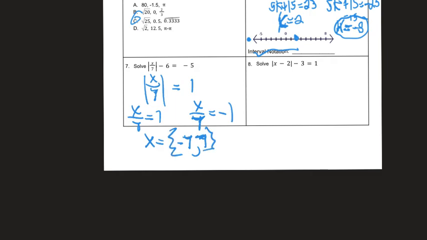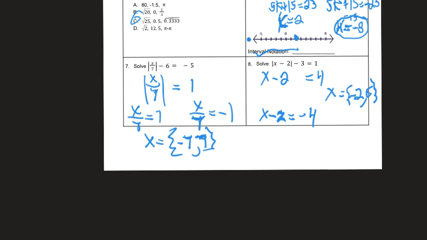Okay. This one is just plus the 3. And we have x minus 2. And the other would be x minus 2 equals negative 4, right? So add the 2 and you got 6. And this one is negative 4, and plus 2 is negative 2. So negative 2 and 6. Negative 2 and 6. Yay! We did it. Okay.